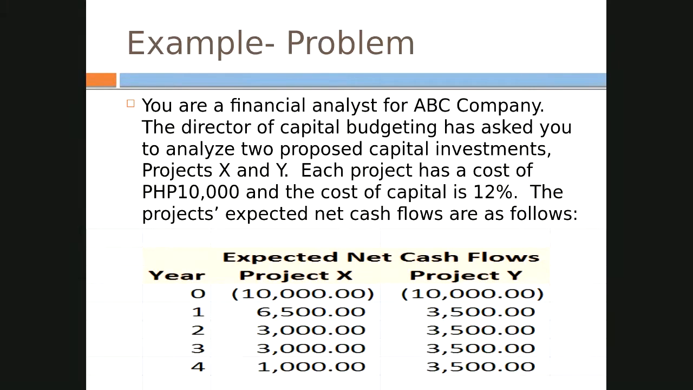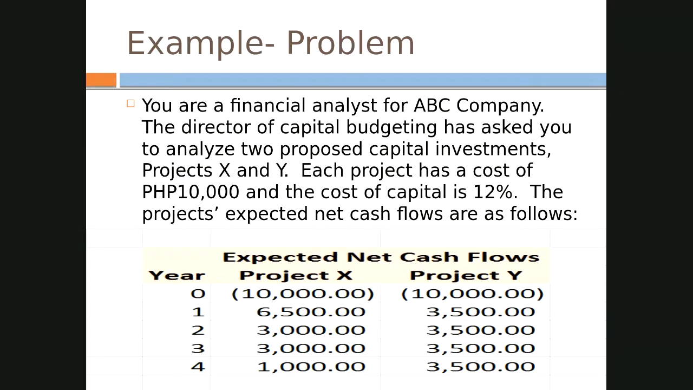Ayun. Okay, so, ito na. Gawin na lang natin. So, example problem. You are a financial analyst for ABC Company. The director of capital budgeting has asked you to analyze two proposed capital investments. So, ibig sabihin, tapos na sila dun sa gathering of different information or data, kasi nakapag-provide na sila ng information. So, nandun na sila sa evaluation stage.